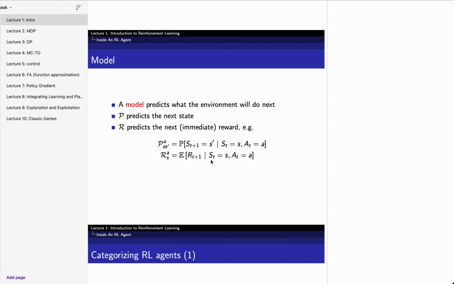Similarly, if I know what reward I'm going to get after taking an action, I would also be able to predict what the environment will do next, because I will know the values of the reward that the environment will give to me. So that's a model.